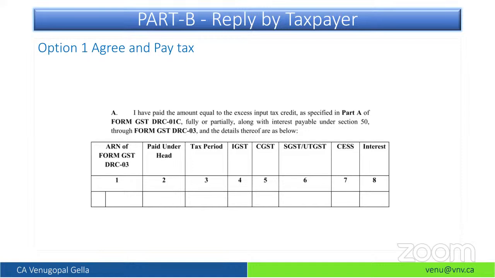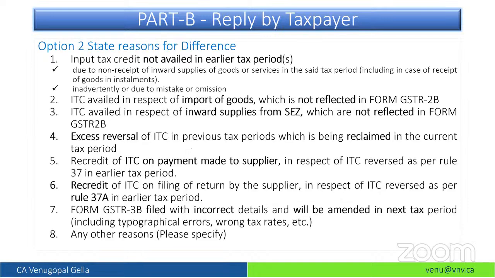You have two options. Option 1, you say, agree, hey, look, I made a mistake, and you agree and discharge that in DRC03. The acknowledgement reference number of that, mention that here and make a reply. This is option 1. If you say, no, I don't agree with this view, this is something wrong, you have to give a reply saying why you are not agreeing with it, why it is wrong.